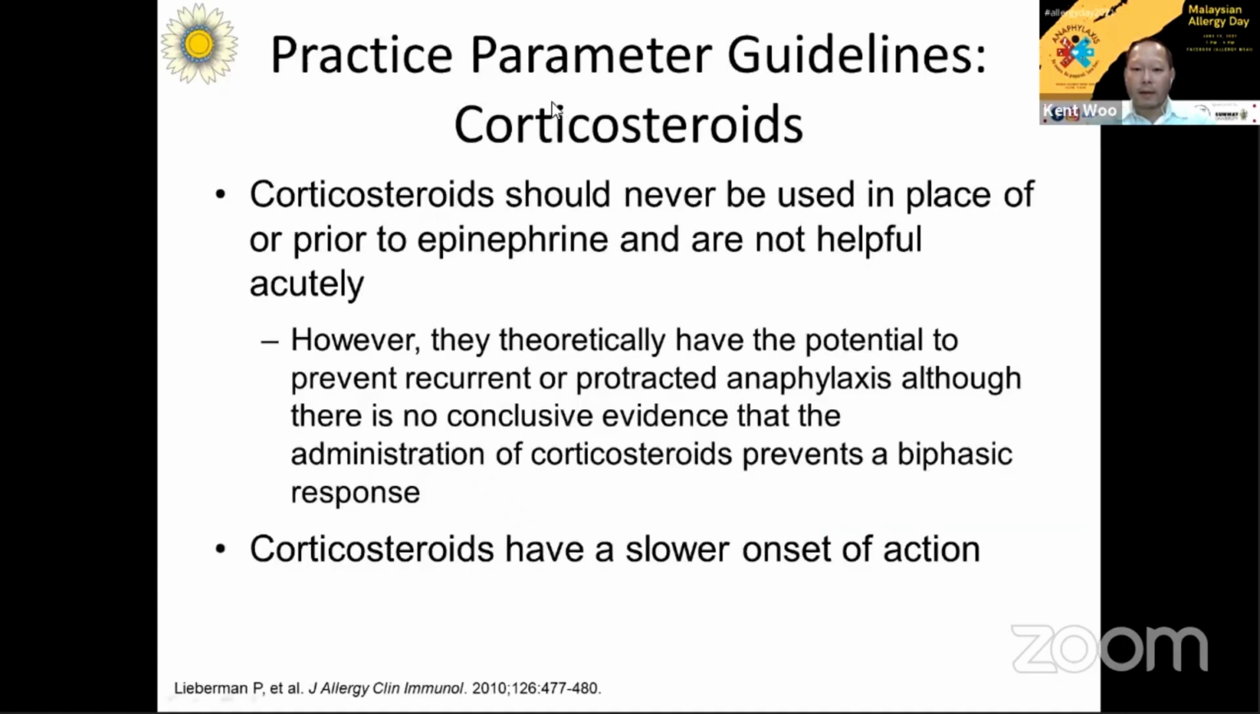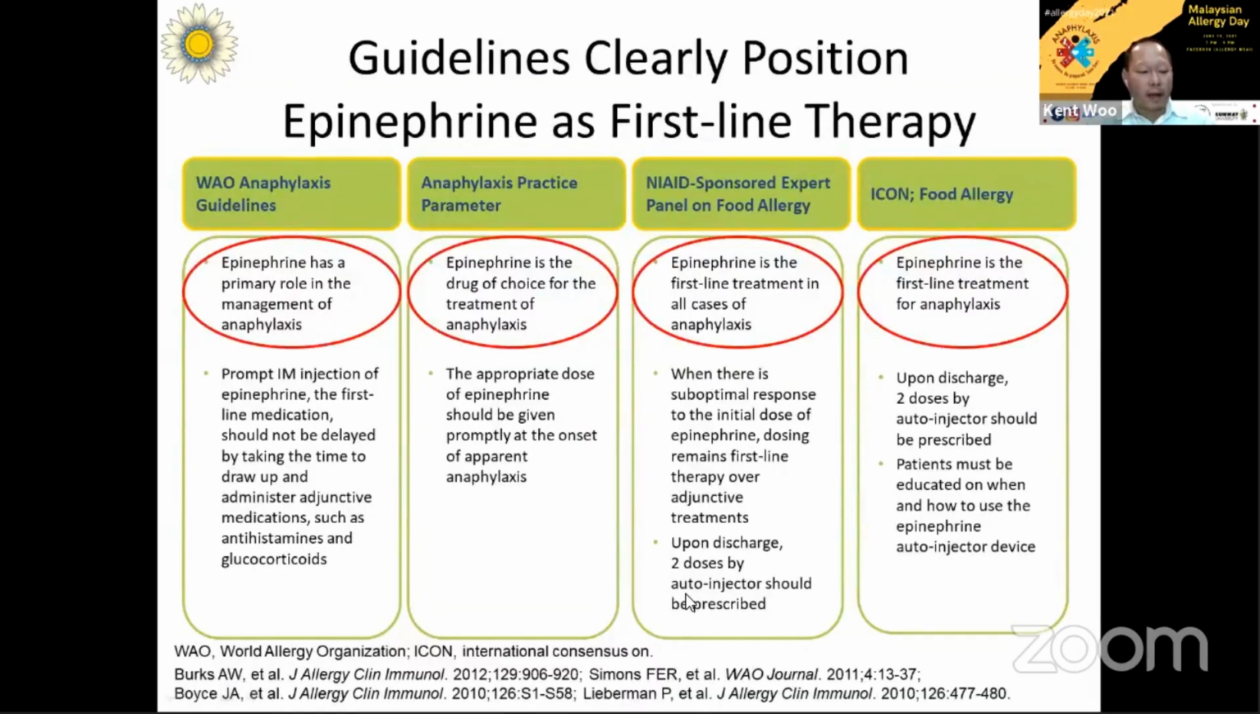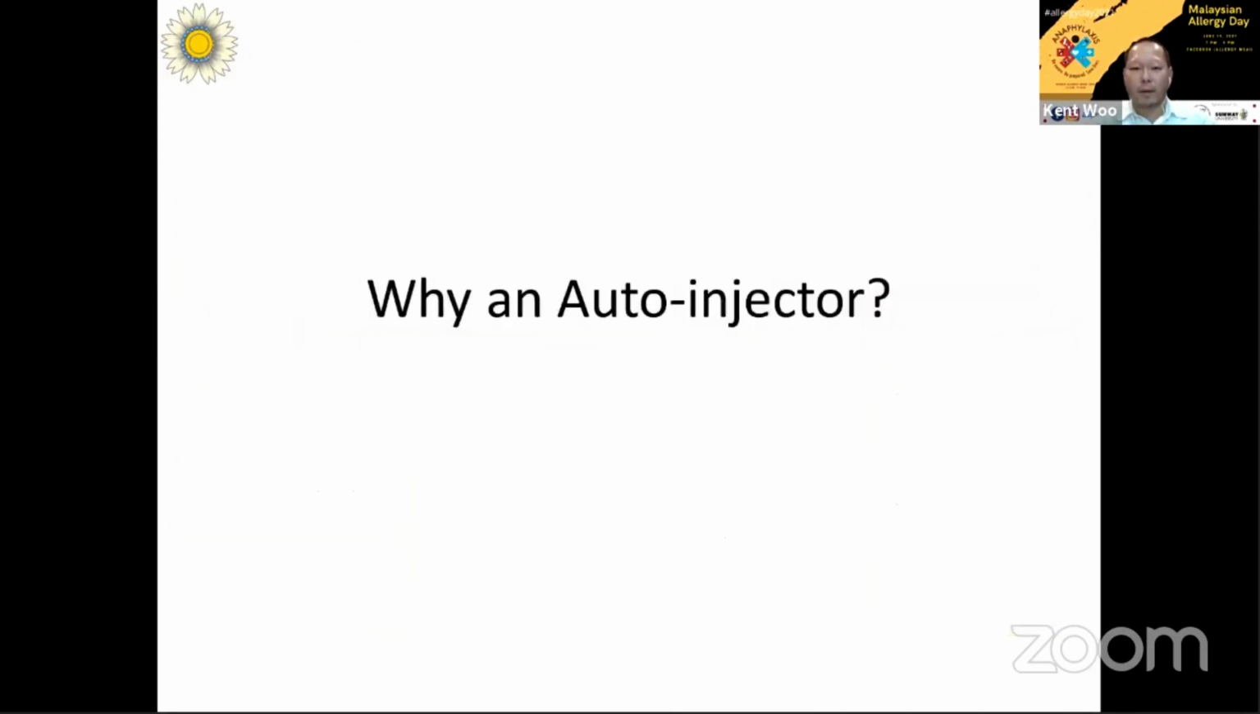Another thing is steroids. Steroids shouldn't be used because they take even longer than antihistamines to work against anaphylaxis. It's a very slow onset of action. So all the guidelines say use adrenaline or epinephrine as the first line therapy.